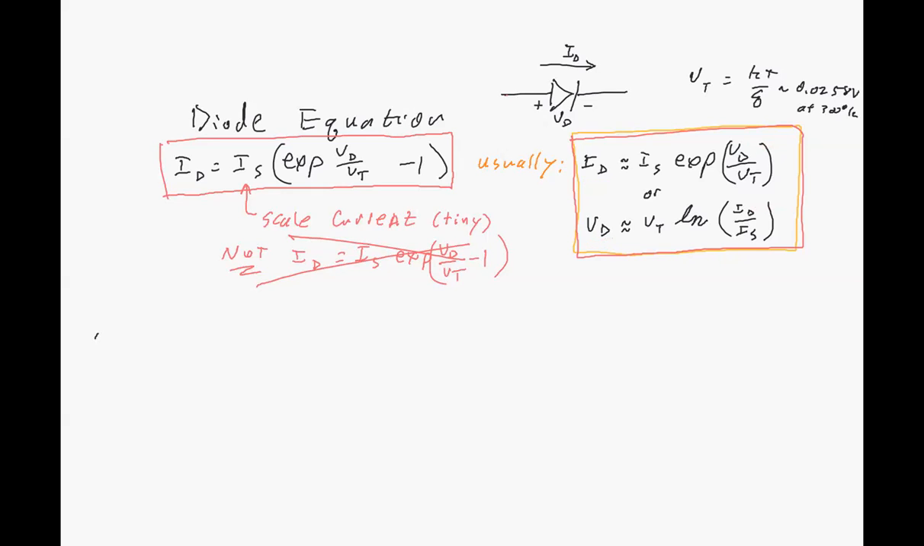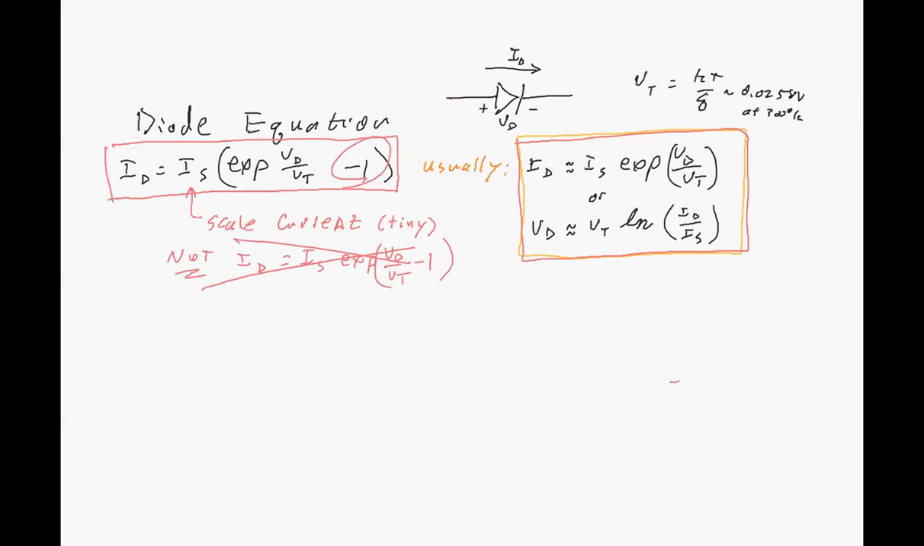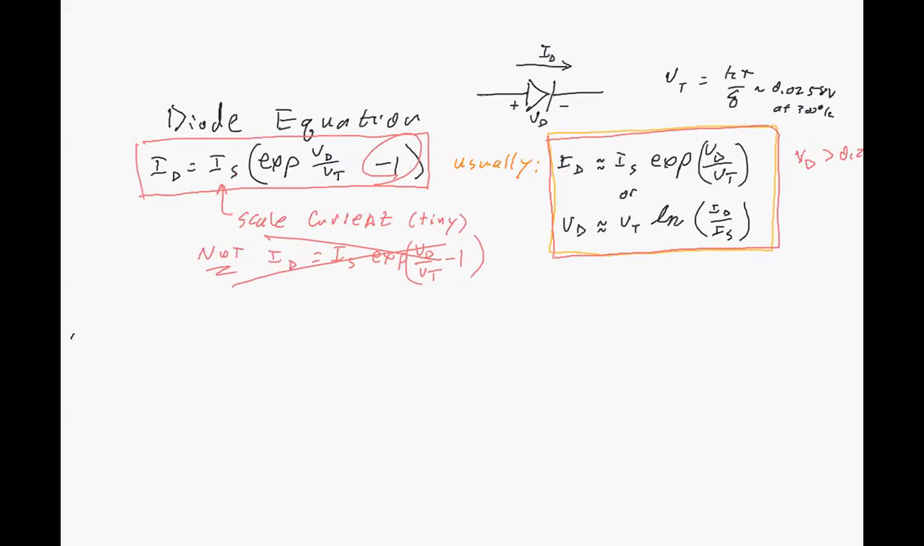Either way, we can often forget about this minus 1, as long as we have VD greater than about 0.25 volts. As long as we have a value greater than about that, we can just basically forget it. Now, VT does definitely depend on temperature. And as we change temperature, we get wild changes in the current or voltage that we would see.